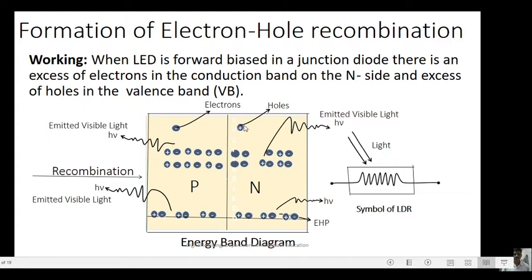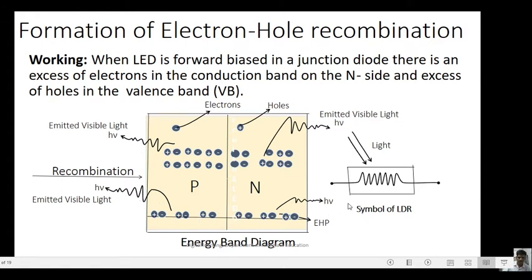Here positive represents the holes and here negative represents the electrons. Emitted visible light, hν, where h represents the Planck's constant and ν is the frequency of the emitted light. So it emits visible light, hν. Here this figure represents the symbol of LED, sorry, LDR.